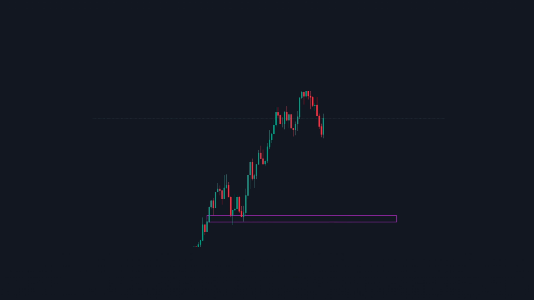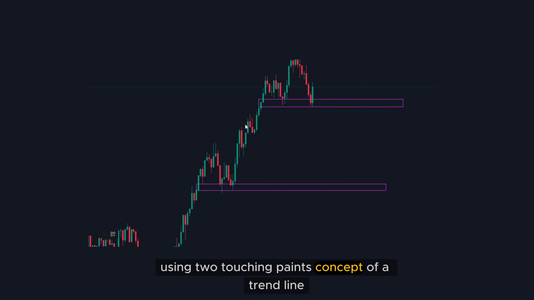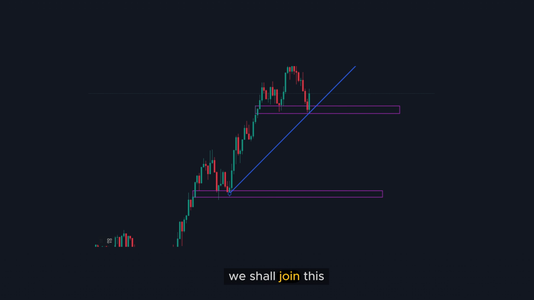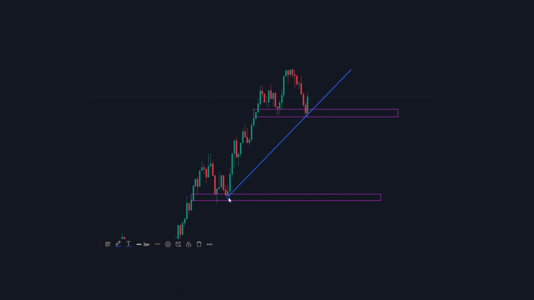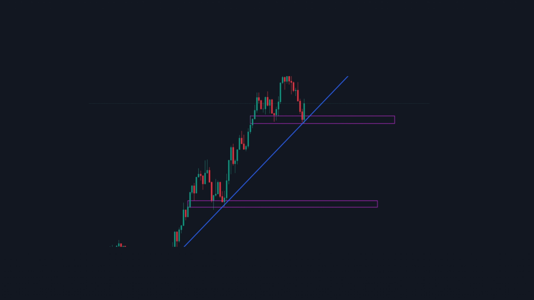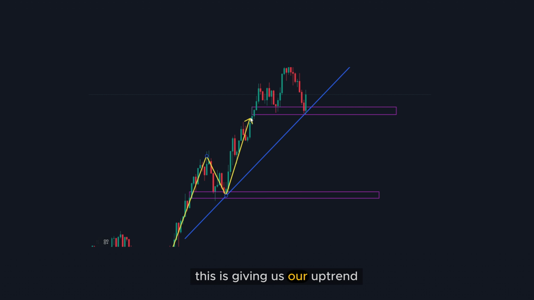Lower high. Lower high. Using two touching points concept for trend line. Shall join this, giving us our trend. This is giving us our uptrend.